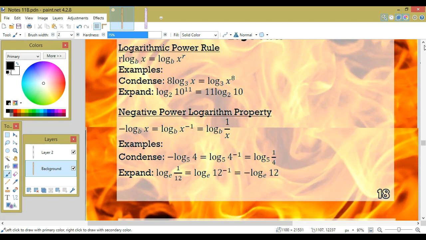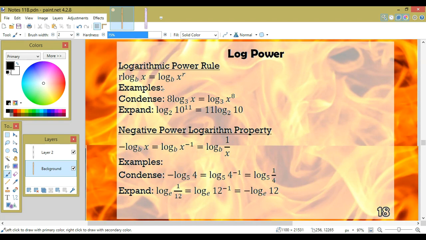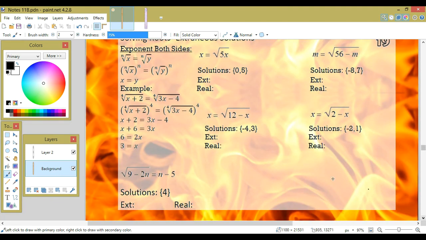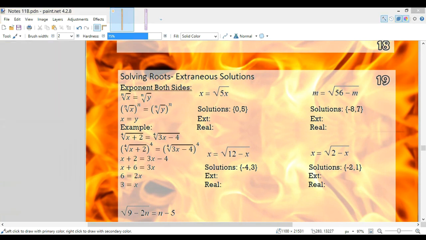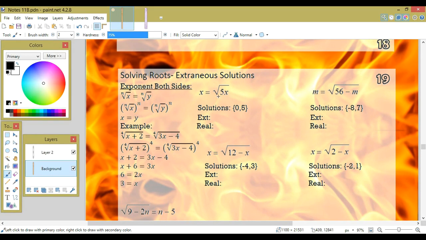Page 18, we have log powers. Power rule. Basically, if we have an exponent inside here, you can move it to the outside, and vice versa. Okay, page 19. Solving roots and extraneous solutions. So remember how after you solve an equation, you want to plug the number back in to see if it's a true statement? If it does not give you a true statement, and you followed all the steps correctly, it is what you call an extraneous solution.